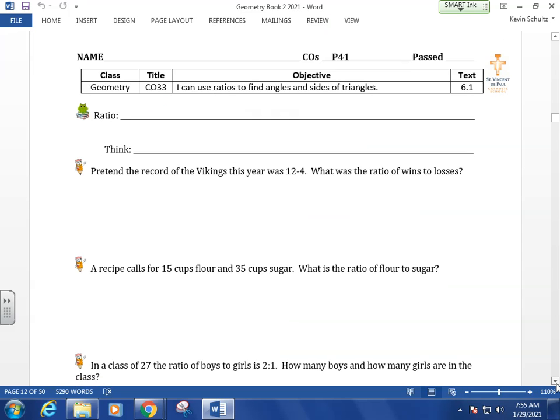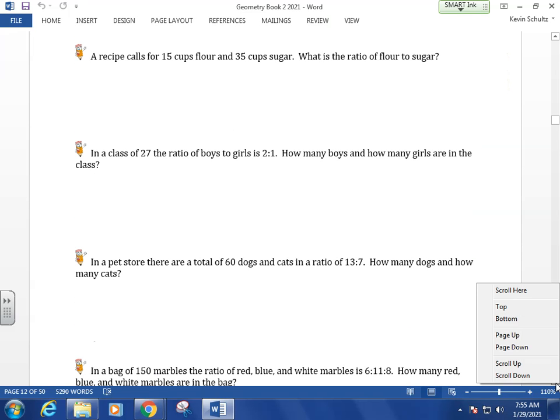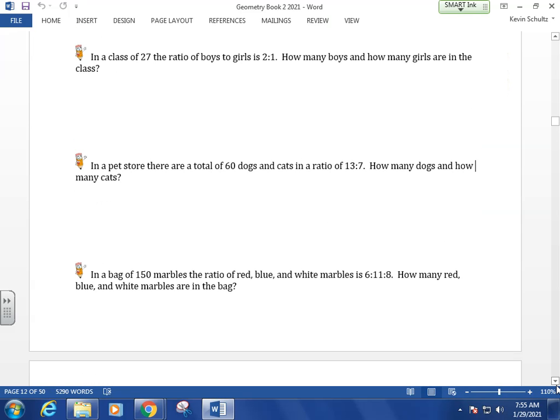Moving on a little bit, let's see what else we have down below here. In a class of 27, the ratio of boys to girls is 2-1. Now the order here matters, right? Boys to girls is 2-1. That means that there are 2 boys for every 1 girl. And you might be asking yourself, well, that's only 3 people, right? 2 boys and 1 girl is 3 people. There's a class of 27. How does this work? How many boys and how many girls are in the class? Recognizing that the ratio 2-1 is only talking about 3 people is kind of important.